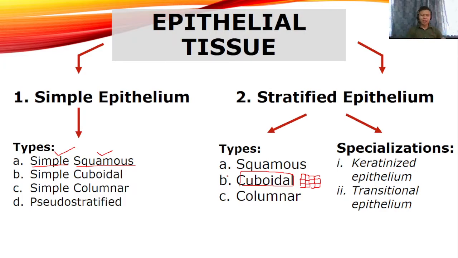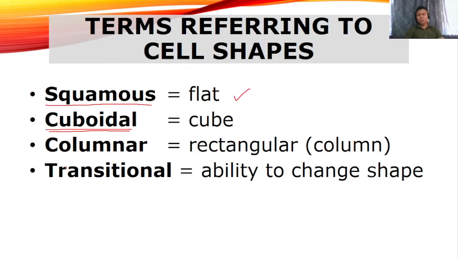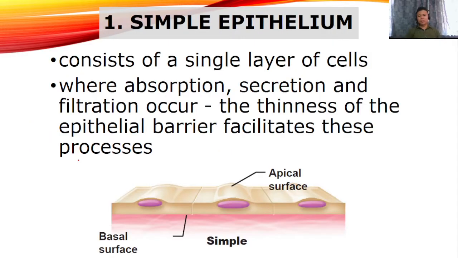So now you know what simple, stratified and pseudo-stratified mean. For shapes as well, you already know what squamous, cuboidal, columnar, and transitional mean. Moving forward, let's have the detailed explanation of what simple epithelium does to our body and what stratified epithelium does to our body. Regarding the types of simple epithelium, it contains 4 types.